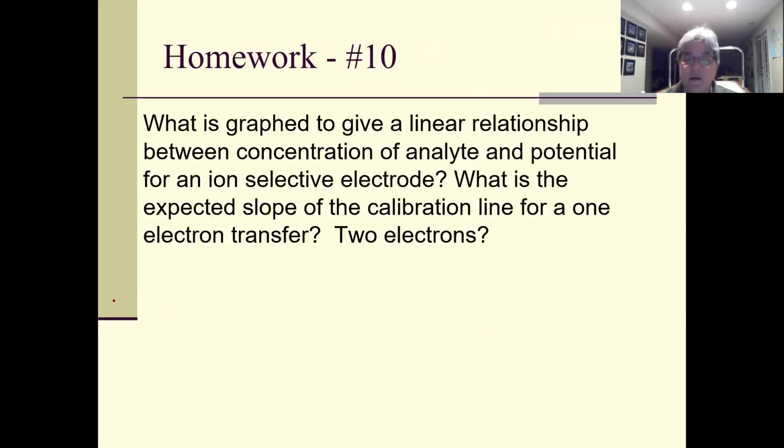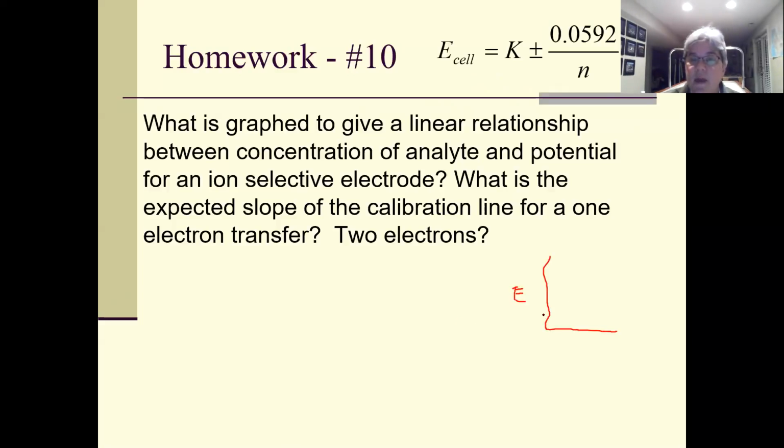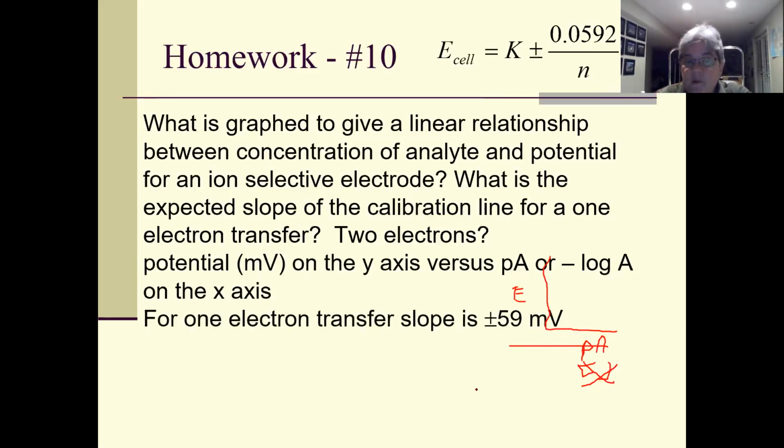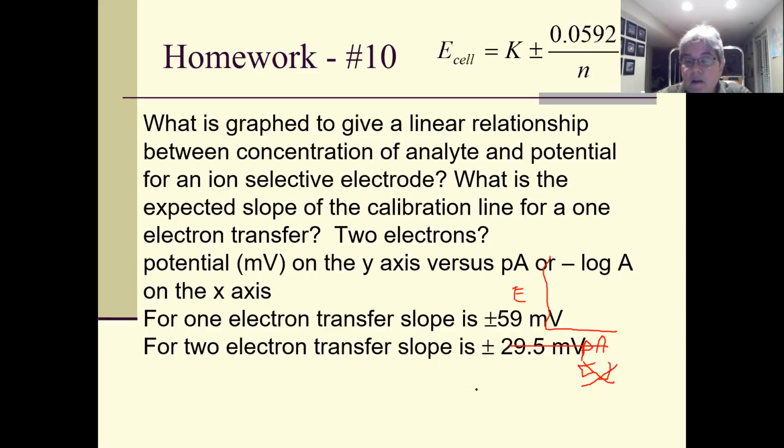So we went over this last time, but I'll just mention again. This is just asking, okay, what do we graph for these ion selective electrodes? So remember, this is the general equation. And you did this in your homework. Okay, what do we put on the y-axis? That's always going to be the E cell that I measure. And here, always pIon. Okay, if you just put concentration, that's wrong. It has to be in the minus the log form, pIon form. Okay, so we're going to graph millivolts, which is the potential, versus pIon. And then it asked for the slope of the line. So it will be for 1 electron plus or minus 59 millivolts, and for 2 plus or minus 29.5.